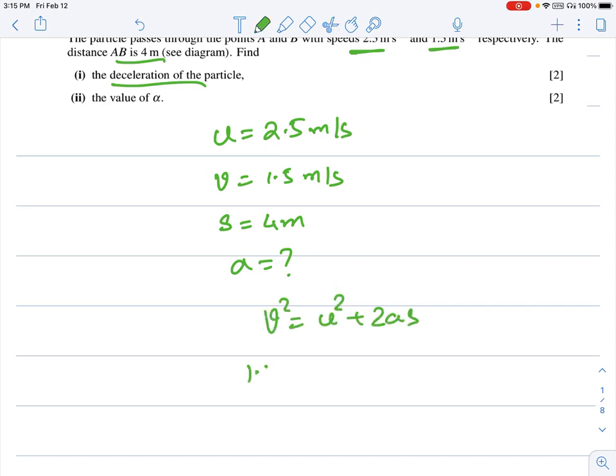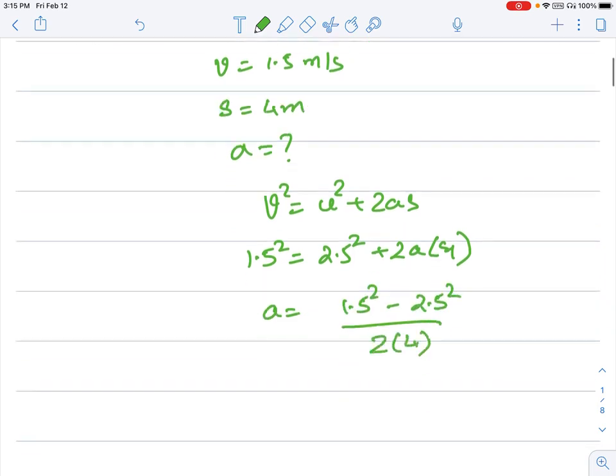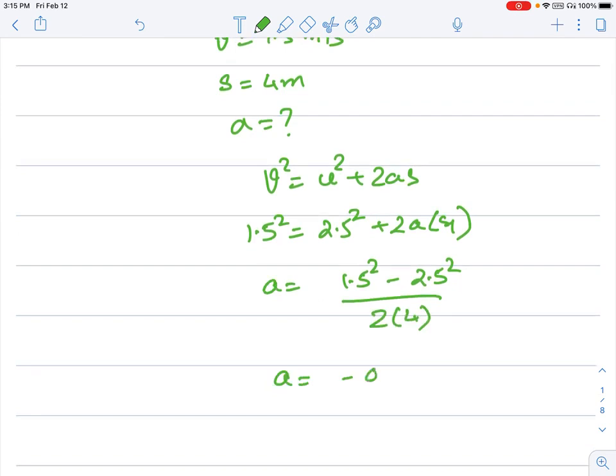So v is 1.5 squared is equal to 2.5 squared plus 2 times a times s, where s is 4. From there I get the value of a, which is 1.5 squared minus 2.5 squared over 2 times 4. So it becomes negative 0.5 meters per second squared. But it has been asked for deceleration, so deceleration is equal to positive 0.5 meters per second squared.